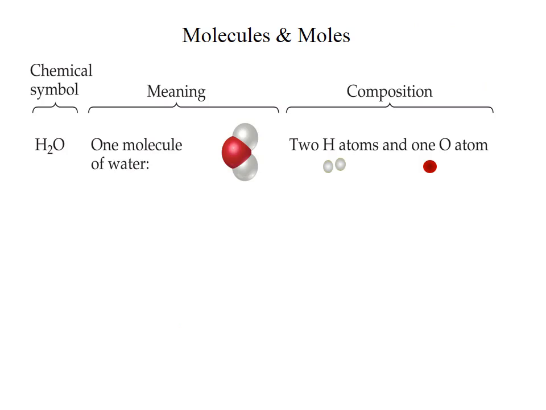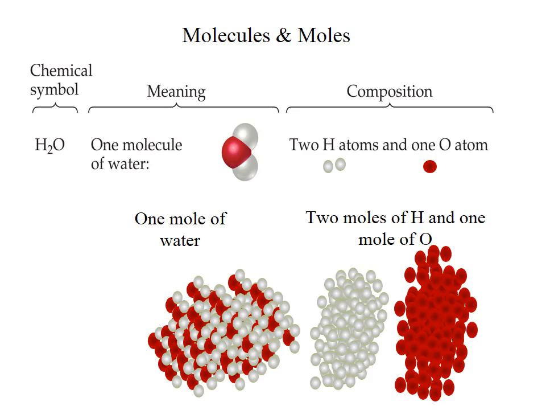Now, if we relate molecules and moles to each other, the chemical symbol shown on the left has a couple of different meanings if you think about it. One molecule of water definitely contains 2 hydrogen atoms and 1 oxygen atom. But another way to think about it is that 1 mole of water contains 2 moles of hydrogen atoms and 1 mole of oxygen atoms.